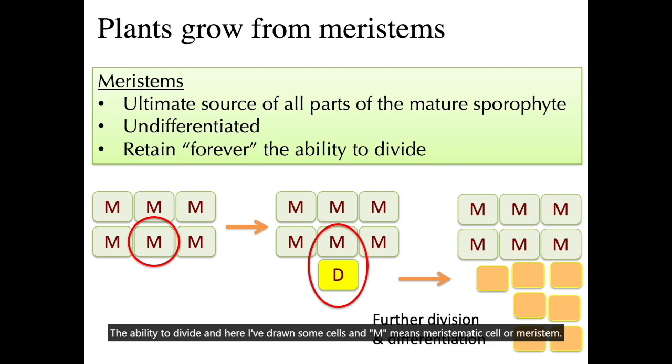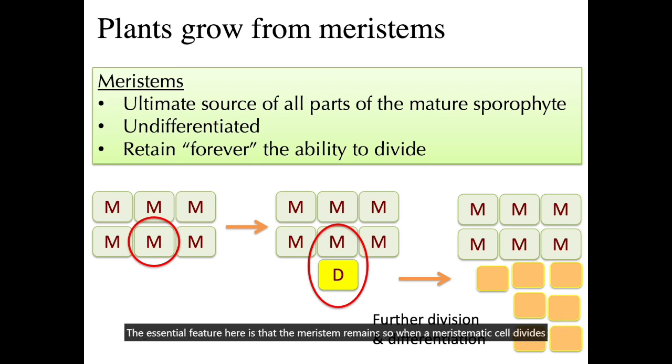And here I've drawn some cells. M means meristematic cell or meristem. And we start out with some meristematic cells, and then as we move along in time, in the middle, you can see that one of the meristematic cells has given rise to a daughter cell. And that daughter cell I've labeled D. And that daughter cell then can go on and differentiate and become something specialized. So on the far right, we have our meristematic cells, and then we have the daughter cell that's divided into further cells, and then will become some other mature cell type.